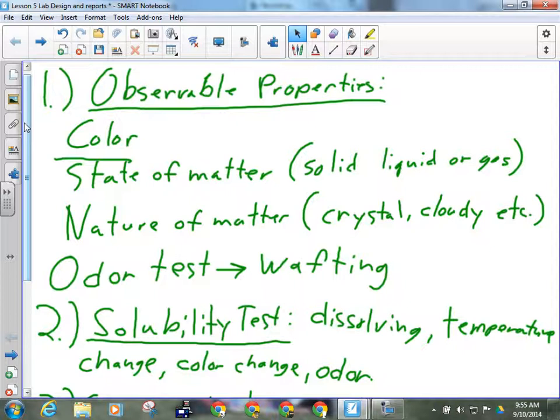So things you probably want to look for: color. We talked about that this morning being a physical property. State of matter, is it solid, liquid, or gas? The nature of the matter, is it crystalline? Is it cloudy? Is it waxy? Is it soft? Is it hard? Things of that nature. Basically anything you can detect with your senses. Odor test, wafting, no taste tests. Remember that.